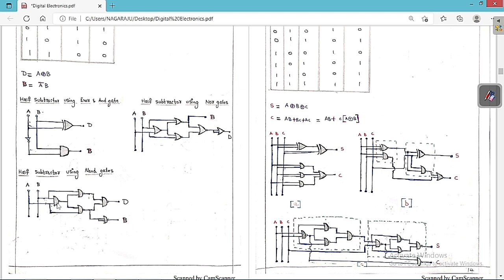So we can say the total number of NAND gates is 1, 2, 3, 4, 5. So 5 NAND gates are required to build a subtractor. This is a point that you always have to keep in your mind.